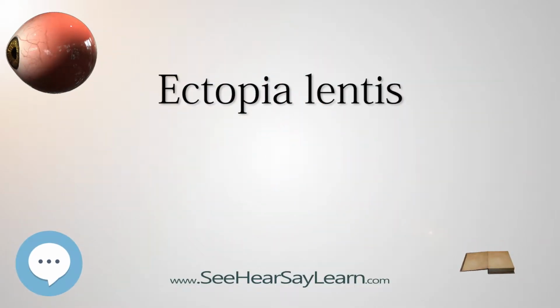Ectopia lentis is a displacement or malposition of the eye's crystalline lens from its normal location. A partial dislocation of a lens is termed lens subluxation or subluxated lens. A complete dislocation of a lens is termed lens luxation or luxated lens. Ectopia lentis in dogs and cats.